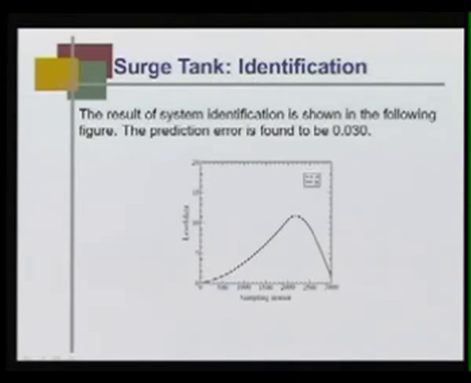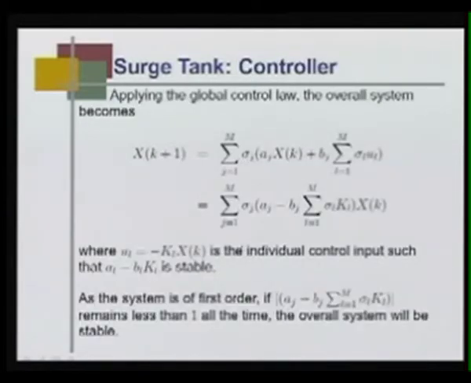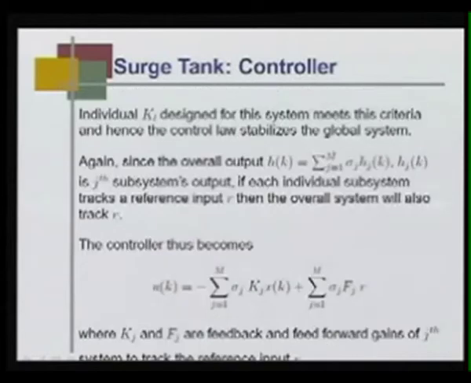So, for the result of system identification, we generated data from the surge tank model and trained a fuzzy neural network, and you see that the desired trajectory and the predicted trajectory exactly match. Okay. So, applying the global control, the overall system becomes like this, where the individual subsystems are controlled by state feedback.